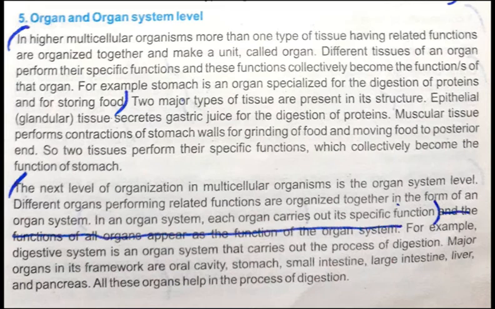But in an organ system, each organ performs its own function, just like in an organ or in a tissue. Okay students, in tissue level each cell performs its own function, in organ level each tissue performs its own function, and when we observe the organ system level, each organ performs its own function. Different organs performing related functions are organized together in the form of an organ system.